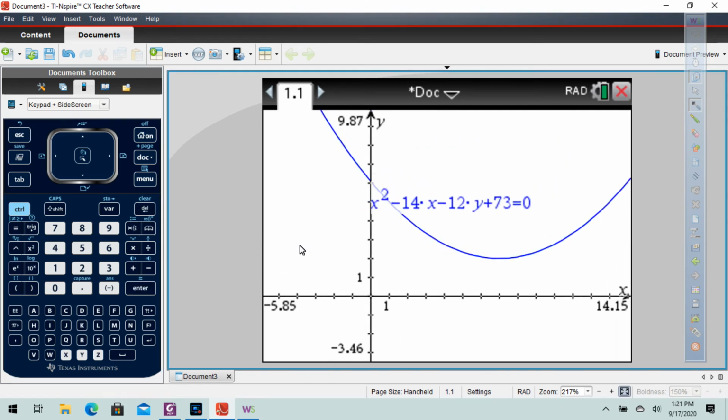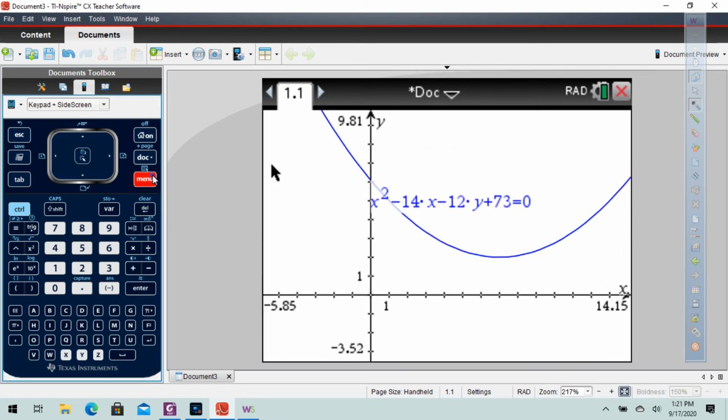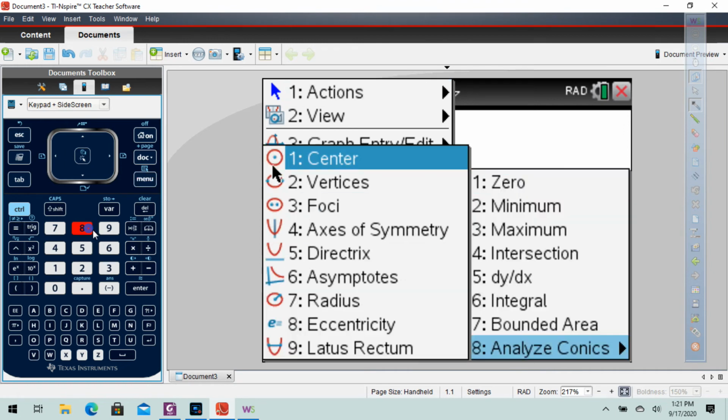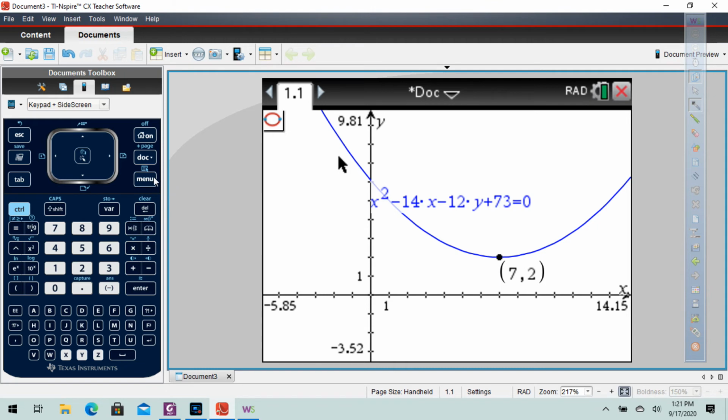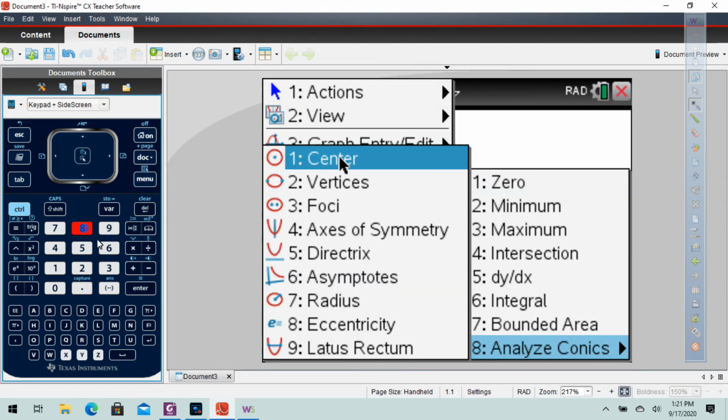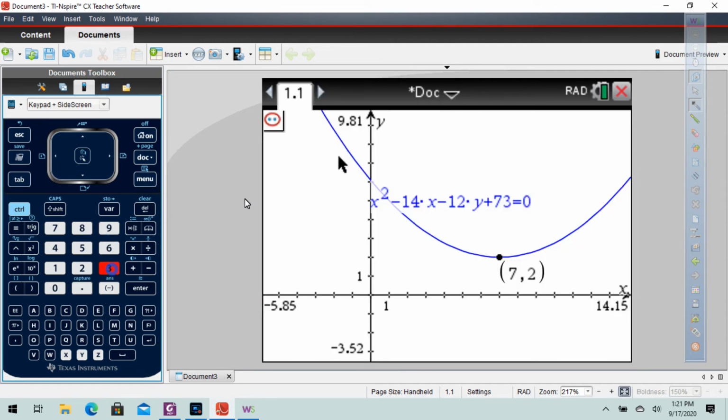And there it is. So, menu, 6, 8, 2 for the vertex. Menu, 6, 8, 3 for the focus.